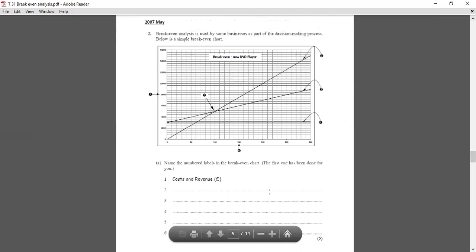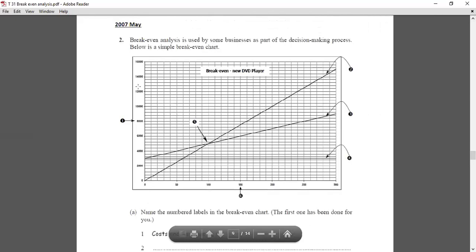Number one is cost and revenue, right? This vertical axis we call cost and revenue. Number two, what is this curve, Adil? Number two starts from the origin. What is the curve, Adil?